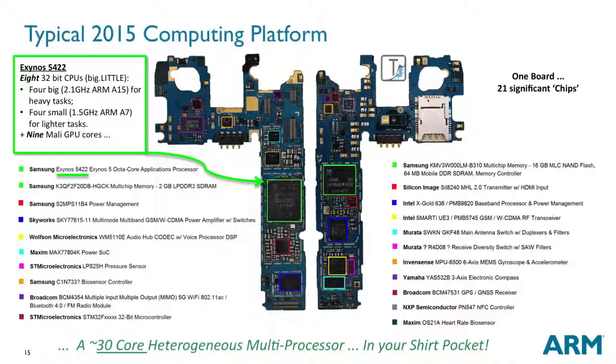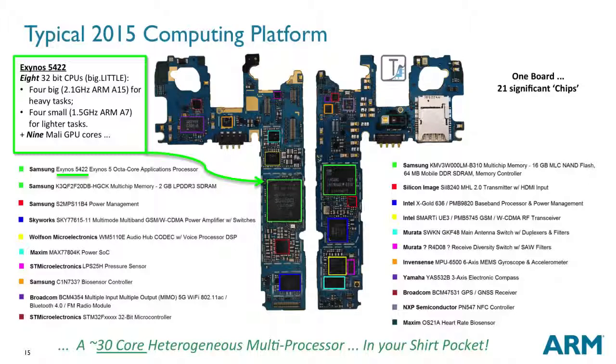ARM is in there, but we're not one of the providers of the chips. In fact, in that one, which is the main processor chip, there are 8 32-bit CPUs. This is a 2015 slide, incidentally. 8 big CPUs, 4 small ones for lighter tasks, and 9 Mali cores. So we're already talking about a pretty big heterogeneous system in that chip.